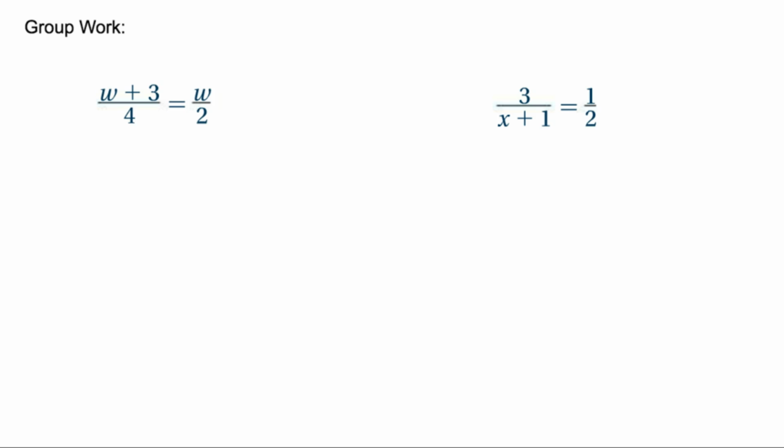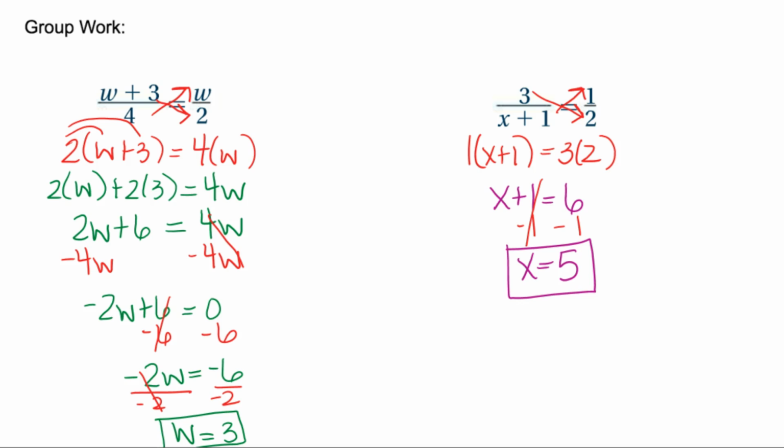All right, let's look at the answers to these two. For W plus 3 over 4 equals W over 2. So again, you have to distribute only on the left side, ending up with 2W plus 6 equals 4W. When you're done solving, you end up with W equals 3. The second one, again, cross multiply, and you end up with X equals 5.